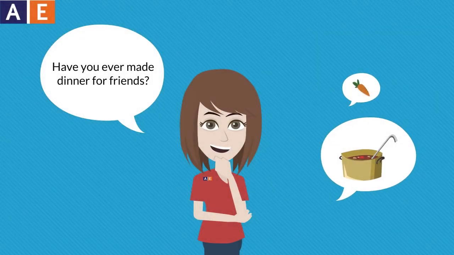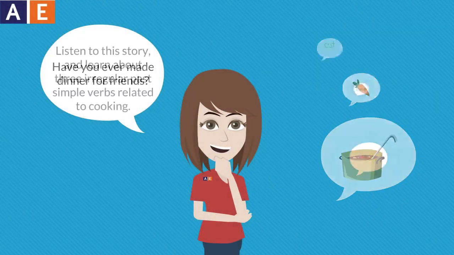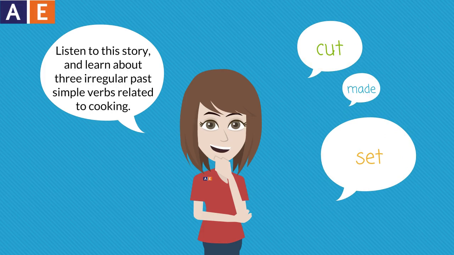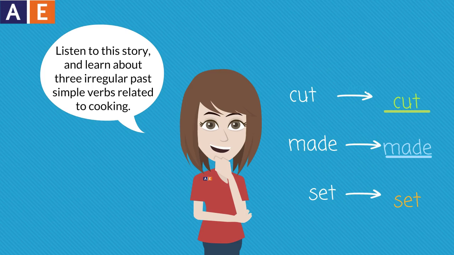Have you ever made dinner for friends? Listen to this story and learn about 3 irregular past simple verbs related to cooking. Cut, made, and set.